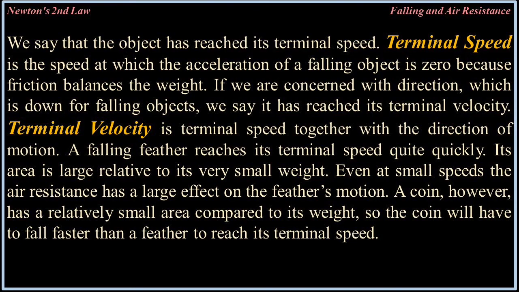A falling feather reaches its terminal speed quite quickly. Its area is large relative to its very small weight. Even at small speeds, the air resistance has a large effect on the feather's motion. A coin, however, has a relatively small area compared to its weight. So the coin will have to fall faster than a feather to reach its terminal speed.